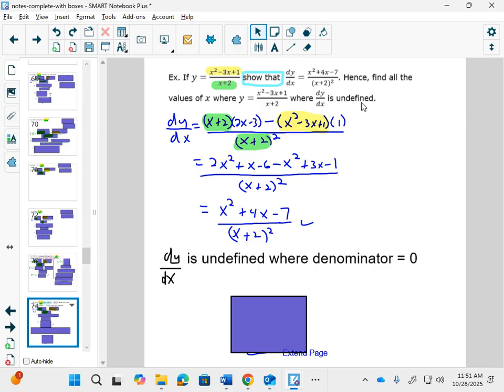When is something undefined? Something is undefined when you divide by 0, or take a square root of a negative number. We have lots of places where things don't work. In this situation, it's only going to be dividing by 0 that's a problem. So it is undefined when x is equal to negative 2.